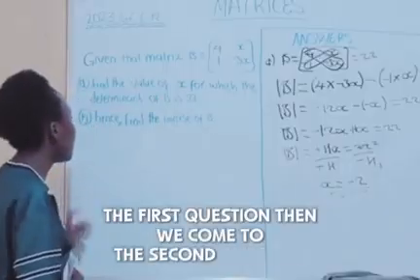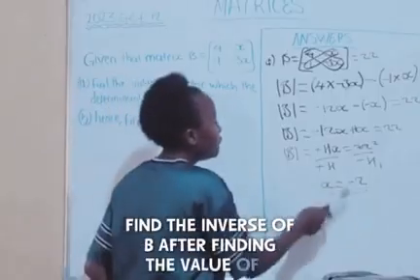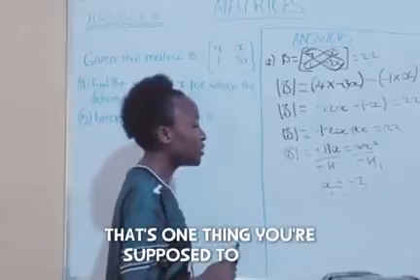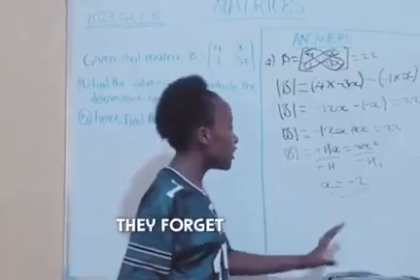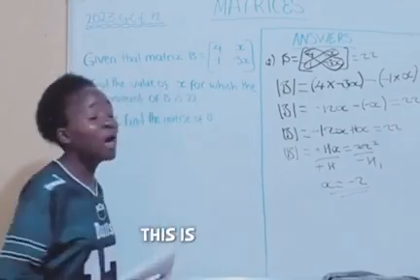Then we come to the second question, which says, hence find the inverse of b. After finding the value of x, we are supposed to now place it where it is supposed to be. That's one thing we are supposed to know. I've noted that a lot of people fail this topic because they forget to indicate what they've gotten. So you should be strict here. This is why you make mistakes.